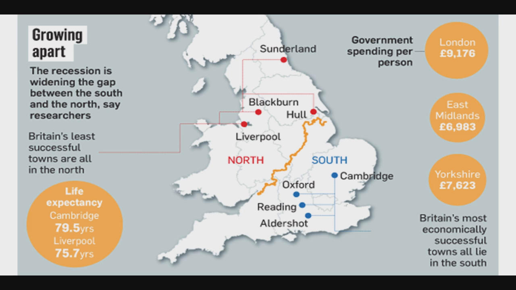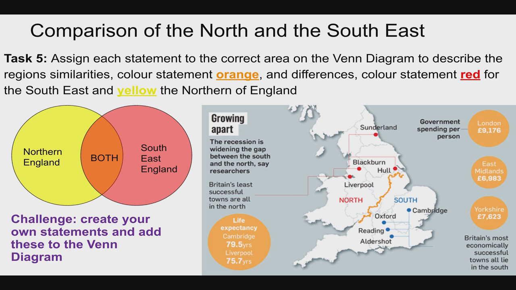If we were even to think about how much focus these places get, government spending per person in London is over £9,000, whereas in Yorkshire and the East Midlands, we see that government spending per person per year is quite a lot lower, okay? So let's have a think about the similarities and differences. We're comparing now the North and the Southeast.